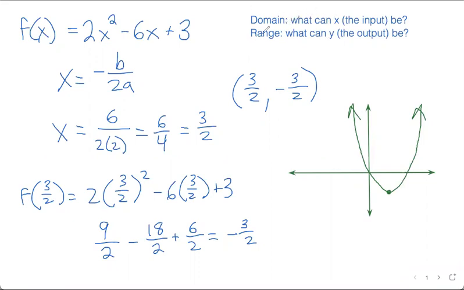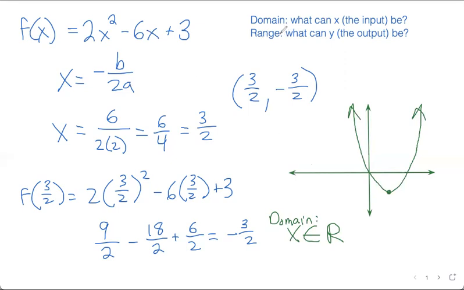Domain, what can X be? What can we input into this function? Is there anything we can't put in for X? No, we can put in whatever we want. Positive, negative, 0, huge number, small number. So we're just going to write X is an element of the real numbers. X can be any real number, and that's fine. Okay, the range, and so I'll just put domain here to remind us, the range is a little bit different.